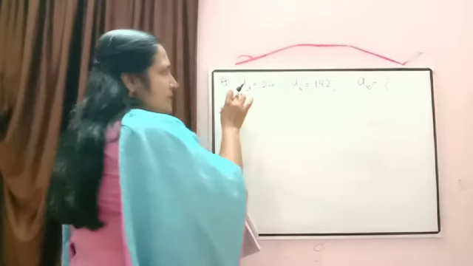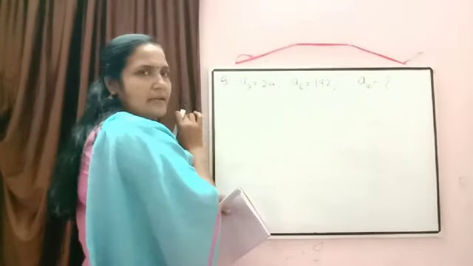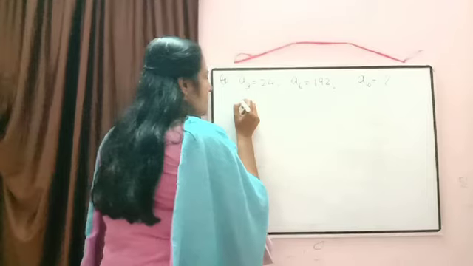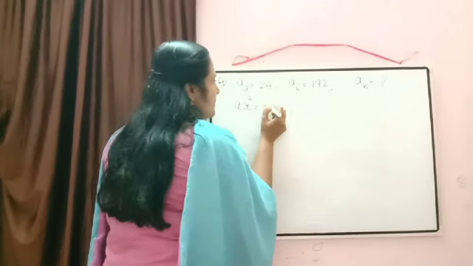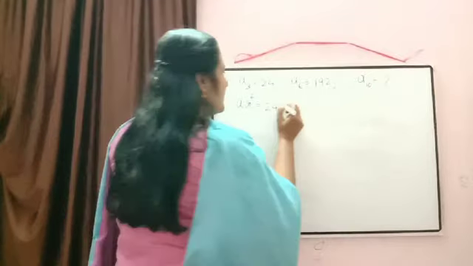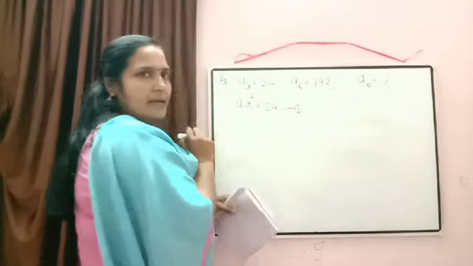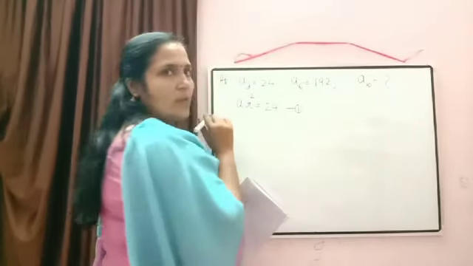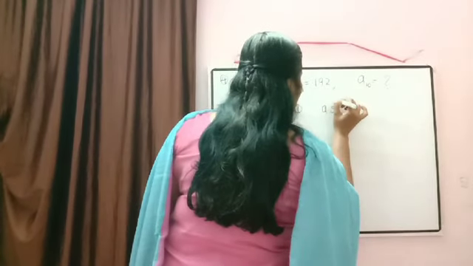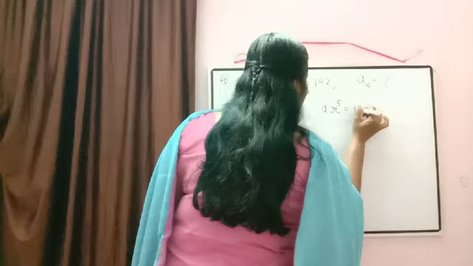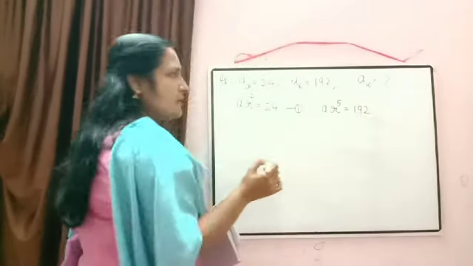Now use the information. A3 is equal to 24. According to the formula, what will be A3? Yes, A into R square is equal to 24. Make it equation number 1. A6 is equal to 192. So according to the formula, it will be equal to A into R raised to 5 is equal to 192.